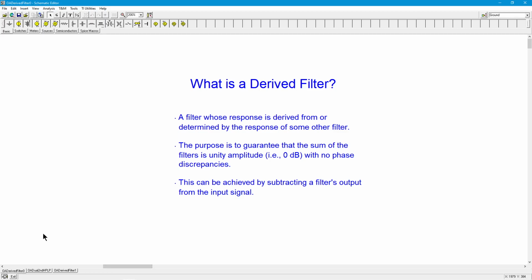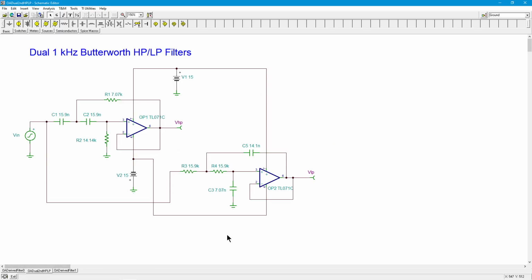All right? So let's illustrate the problem, first of all, using standard filters. So here I've got a pair of high-pass, low-pass filters. These are tuned to 1 kilohertz just because it's a nice, easy number to deal with. And we're using a Butterworth alignment, very common alignment. 99% of the time you're going to use that.